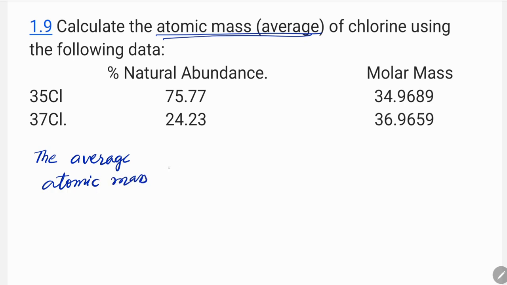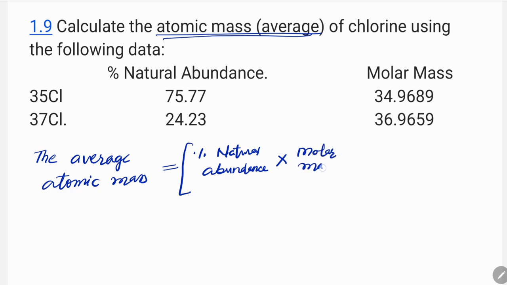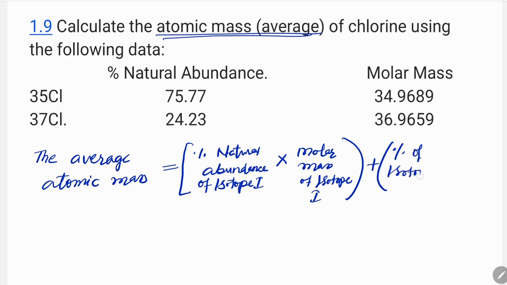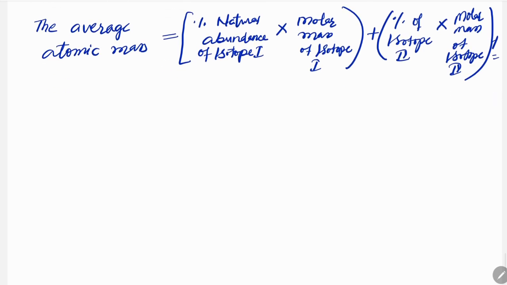The average atomic mass of anything has a formula: its percentage natural abundance will be multiplied by the molar mass of isotope 1. Okay, we are talking about the percentage natural abundance of isotope 1. It is multiplied by the molar mass of isotope 1 plus, once again, the percentage of isotope 2 multiplied by the molar mass of isotope 2 plus so on. If other isotopes are there, then we will do it like this.